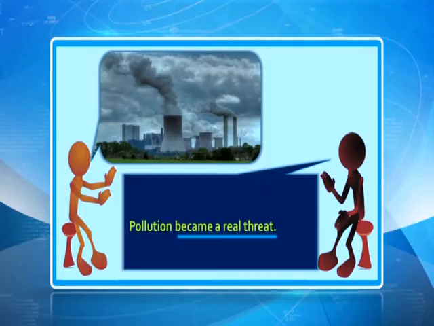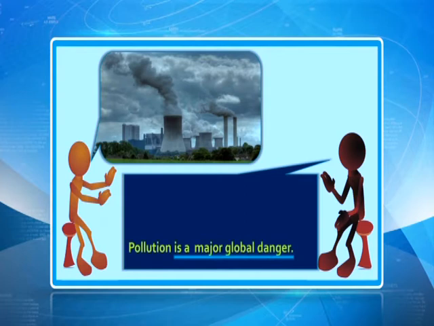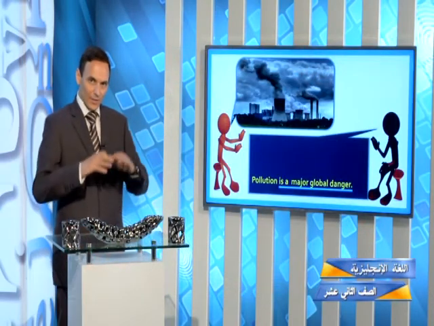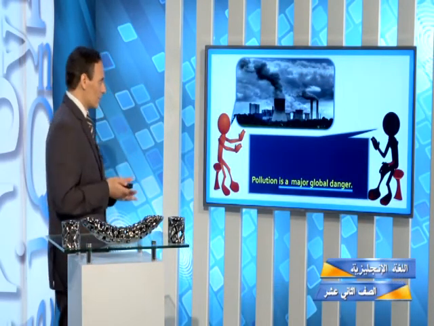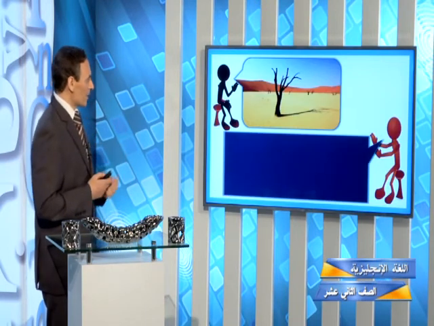Okay? Another different way of introducing or describing such a problem is to say pollution became a real threat. And threat means a menace, a danger, a risk to our life and our community. Again, this is another way of describing environmental problems such as pollution. Pollution is a major global danger. It has become a danger on a global scale, okay, on an international level. Nice.